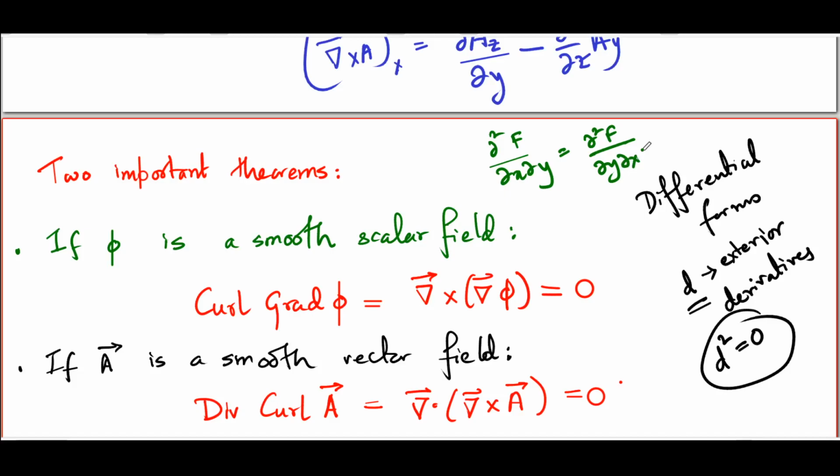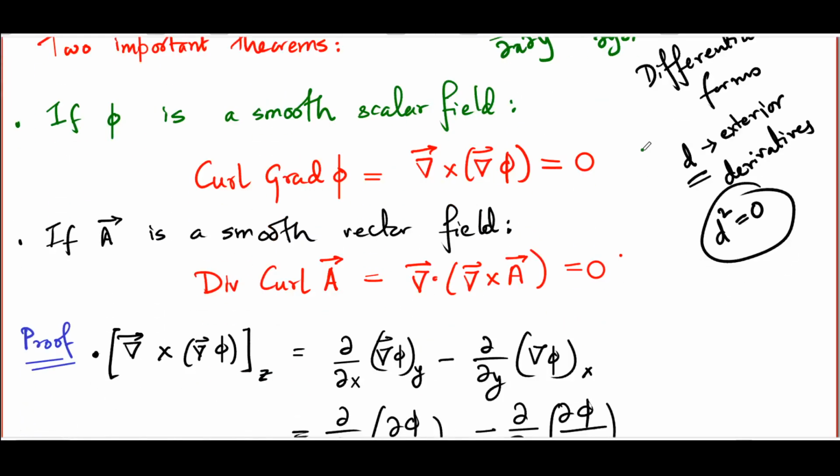The theorem says that as long as F has second order partial derivatives, and all these partial derivatives are continuous, that's very important, mere existence is not enough, the derivatives have to be continuous, then the mixed partial derivatives are equal. It does not matter which order you apply the derivatives in, you get the same value. Now, using this theorem from ordinary mathematics, let us prove our two theorems.